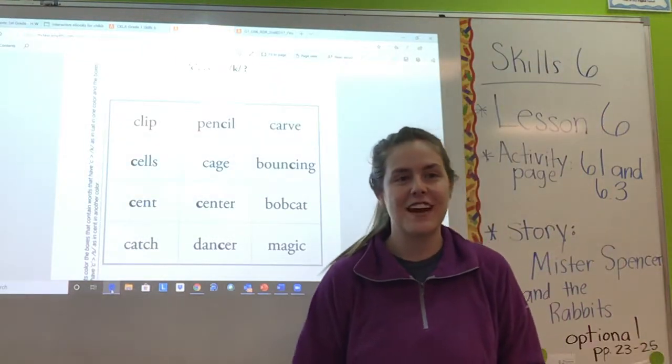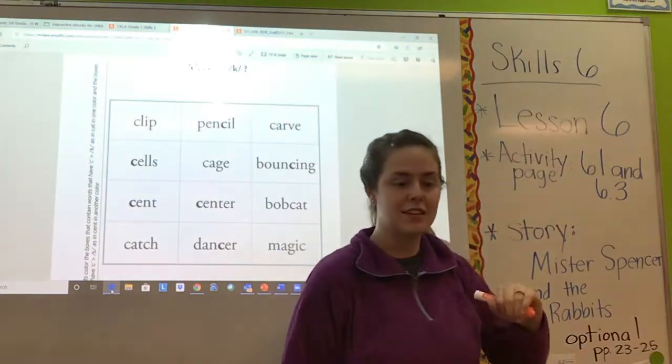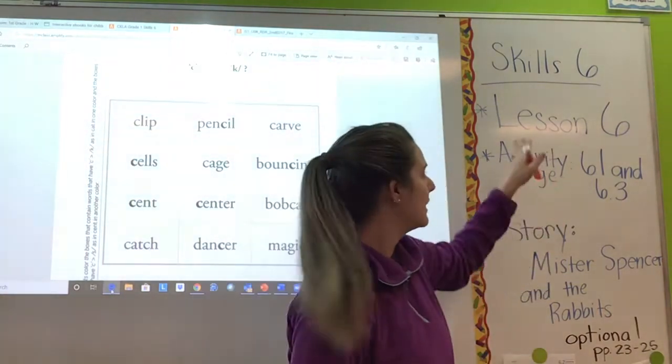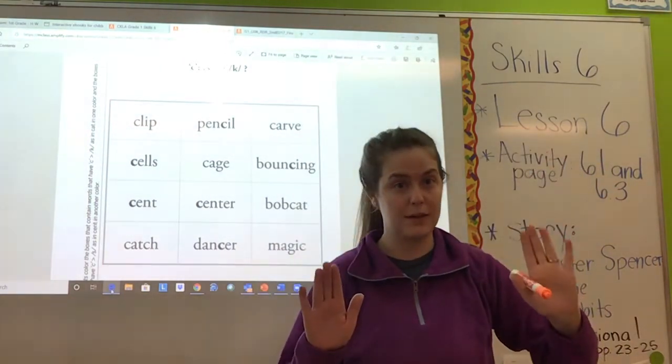Good morning, first grade. Today we're working in the Skills 6 workbook. That's the orange workbook, and it says Skills 6 on it. We're doing lesson 6. I know, we're skipping 5.